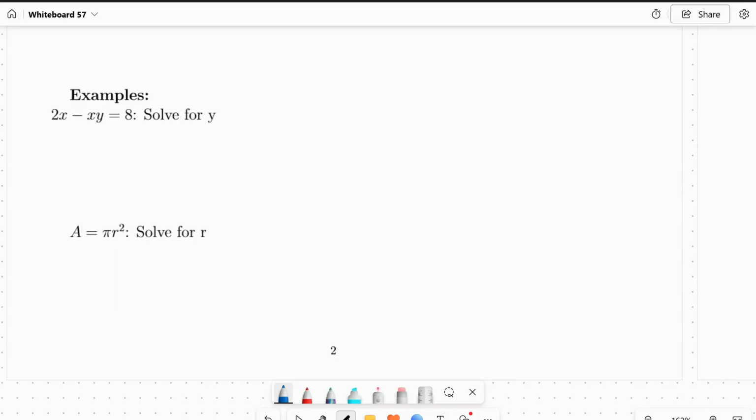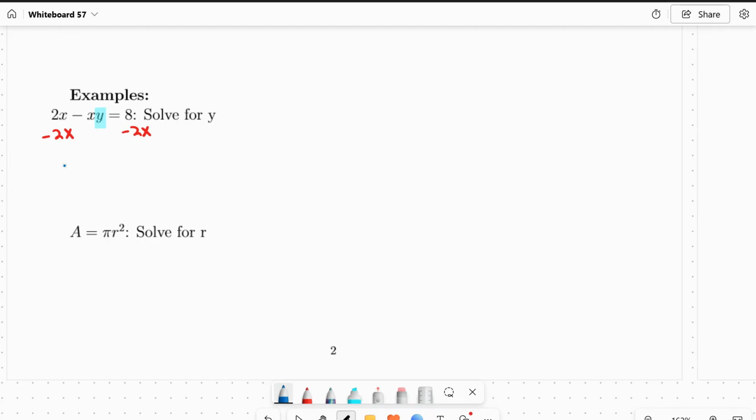So for my first example here, I have 2x minus xy equals 8. So we are trying to solve for y in this case. And when you have multiple variables, it is super helpful to highlight or star the variable you're trying to solve for. So if we're trying to solve for y, we need to use reverse PEMDAS. So the first thing I want to remove is this 2x. So I'm going to start by subtracting 2x from both sides.